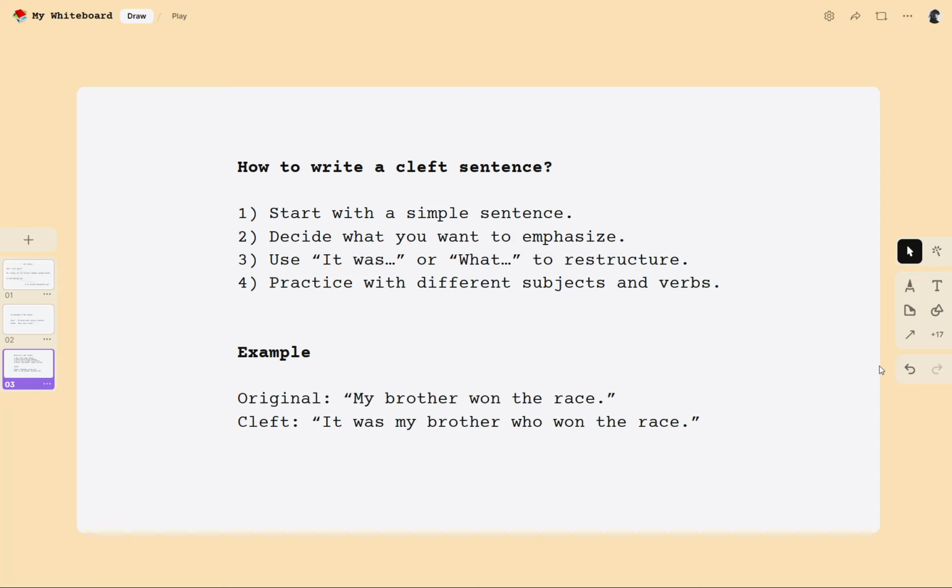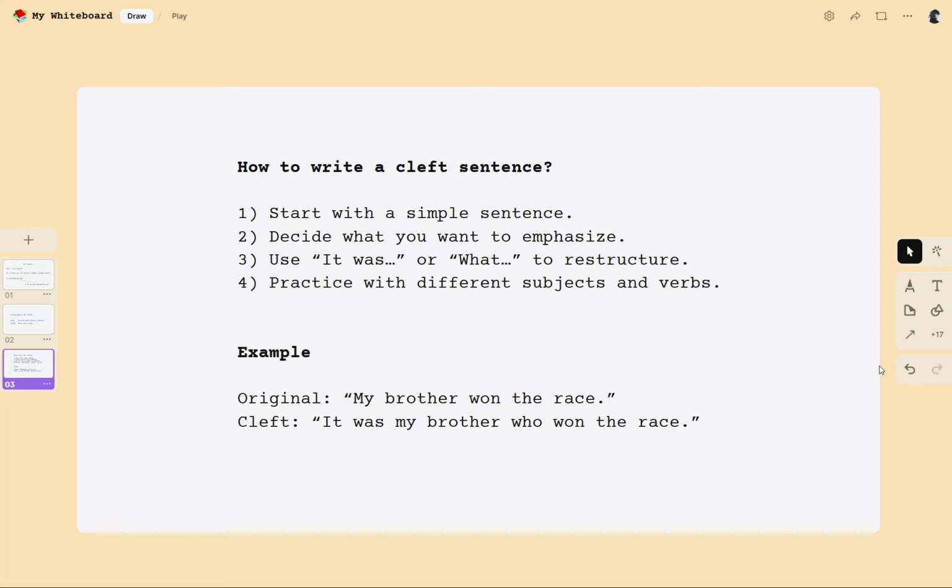Then use the it was or what to restructure. Use the structure of an it cleft or of a WH cleft, the two most common types of cleft sentences. And then practice with different subjects and different verbs, just to give you more practice, you could say.